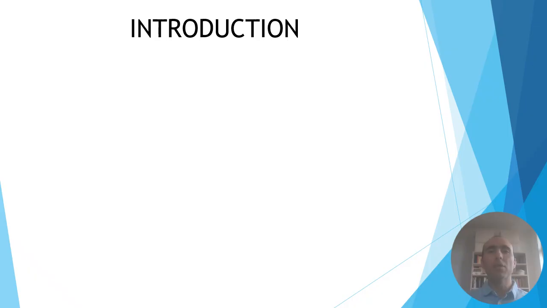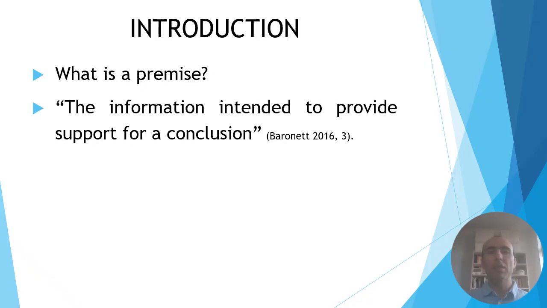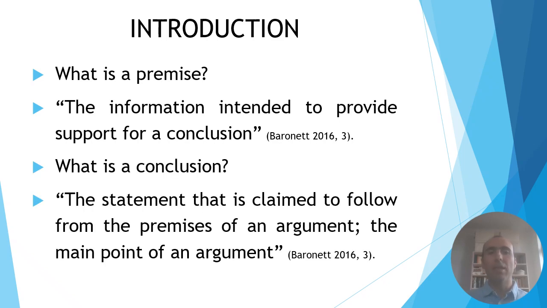Remember the key components of an argument. A premise, that is the information intended to provide support for a conclusion, and a conclusion, that Baronett defines as the statement that is claimed to follow from the premises of an argument, the main point of an argument. So we have that an argument has two main elements: a conclusion, that is the idea or the point that is advanced by this argument, and the premise or premises, that is all of the information that supports this main idea that we call the conclusion.